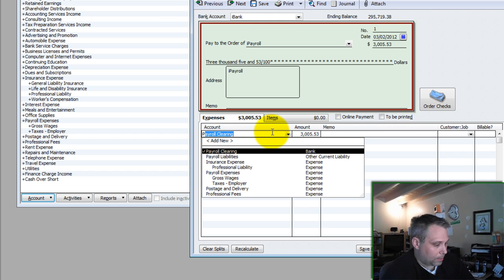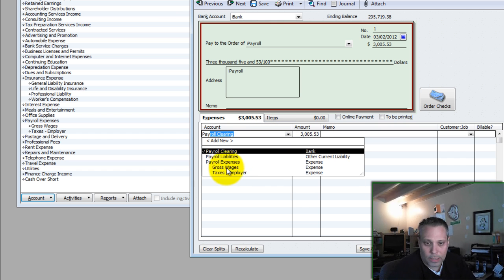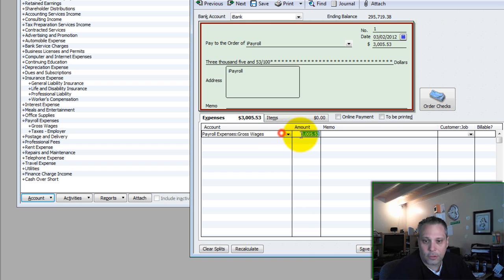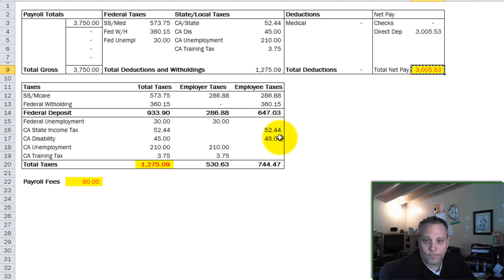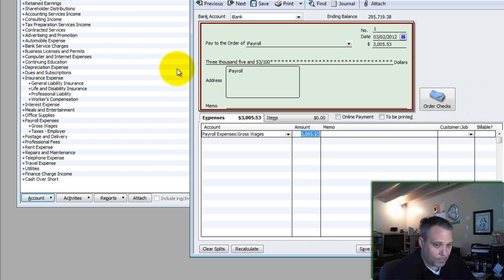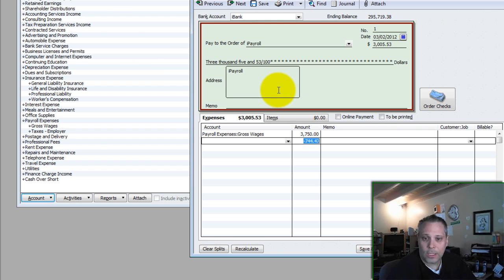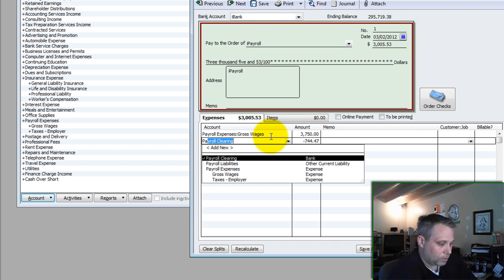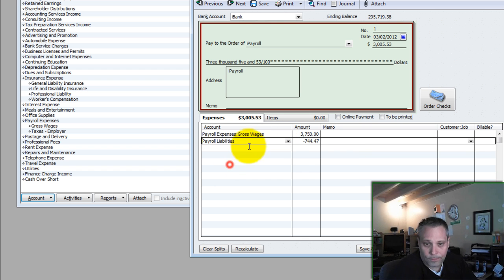Here's the mistake bookkeepers make: they go to payroll expenses, and they just book this net amount to gross wages. Well, there's a big problem with that, because that's not the right amount. The right amount to gross wages is the $3,750. So I'm going to come here into Excel. I copied it. I'm going to paste that number in. And then what's the difference is the $744.47, which is your payroll liabilities, right?